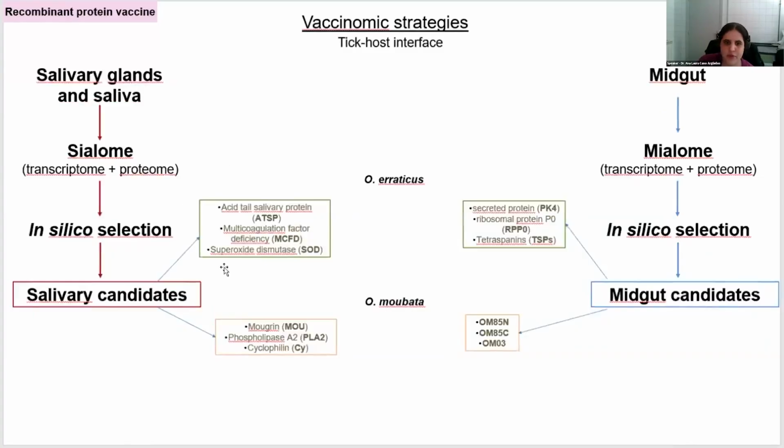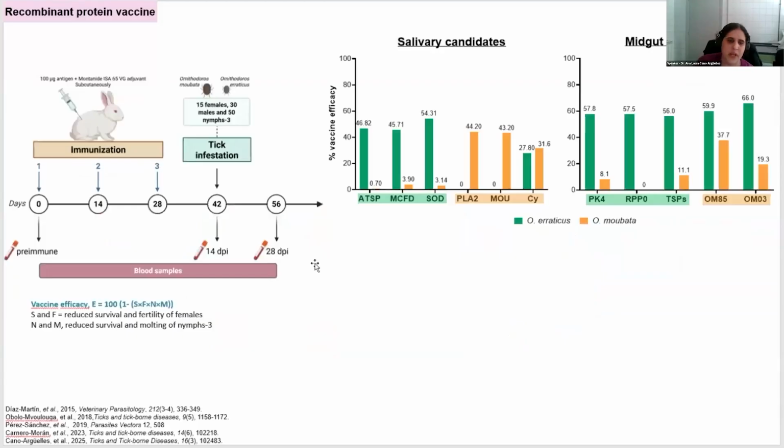Here you can see some of these candidate antigens that we have tested over the years. You can see here the antigens from O. erraticus, from the salivary glands and the midgut, and from Ornithodoros moubata. In this case, we have performed an immunization scheme, as we usually do in our lab, based on 3 immunization doses, and 15 days after the third dose, we allow ticks to feed on rabbits.